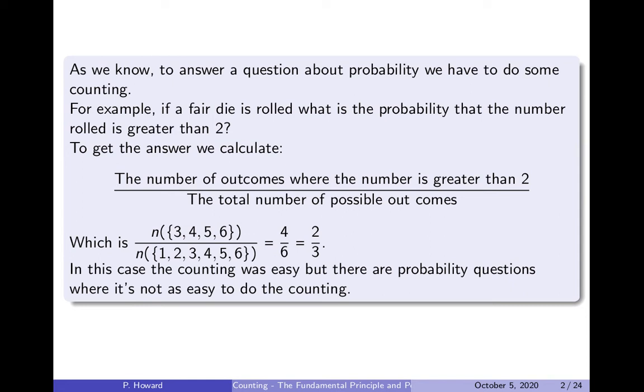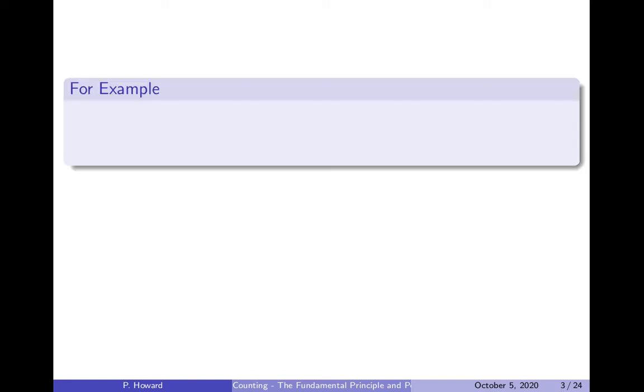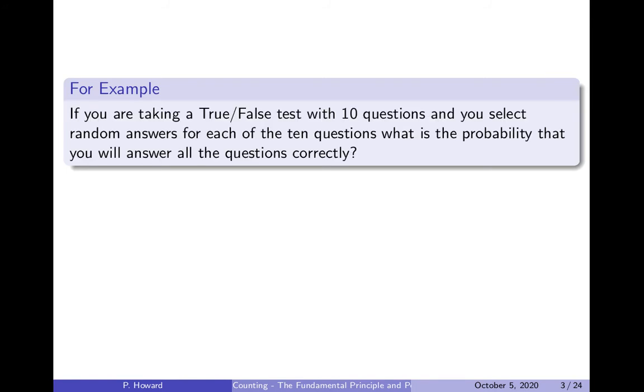In this case, the counting was fairly easy, but there are probability questions where it's not as easy to do the counting. Here's an example where the counting is a little bit more difficult. If you are taking a true-false test with 10 questions, and you're selecting random answers for each of the 10 questions, we might ask what the probability is that you will answer all the questions correctly. Pretty low probability, you would guess, and we will look at this question later in this set of slides.